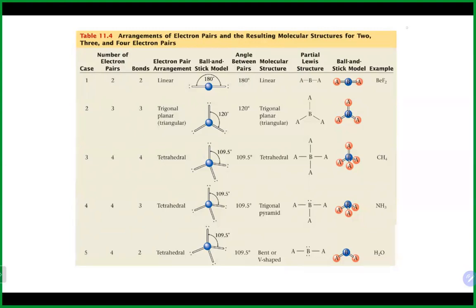So again, this table is the geometries that we talked about at the end of lecture. And as I mentioned before, you are responsible for the electron pair geometry. You should pretty much have this table in your book. The molecular geometry or the shape. And again, you should know the bond angles as well for those. And these are pretty much the geometries that you're responsible for: linear, trigonal planar, tetrahedral, trigonal pyramid, bent or V-shaped.